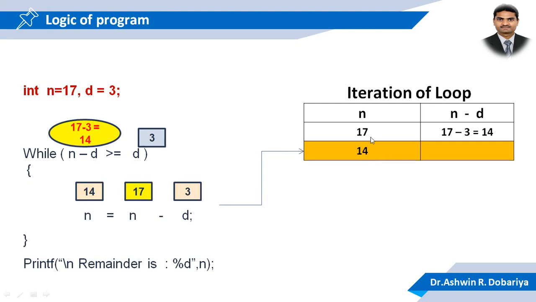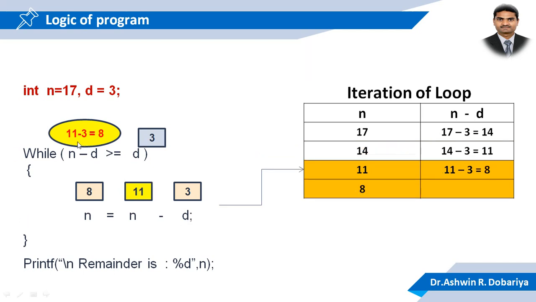So now the latest value of n is 14. Now when the loop executes the second time, the latest value of n is 14 minus divisor 3. So 14 minus 3 becomes 11. So 11 is again greater than the divisor, so the loop executes again. So again the latest value of n is 14 minus divisor 3. Again it becomes 11, so the latest value of n is 11.